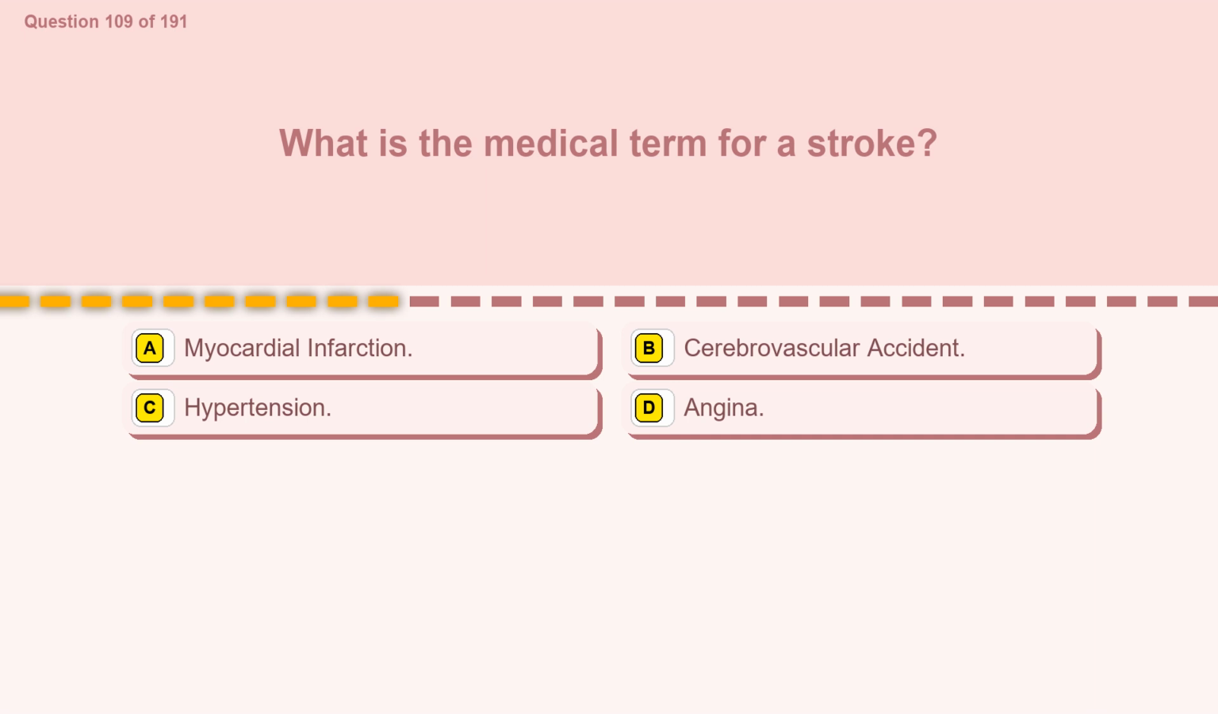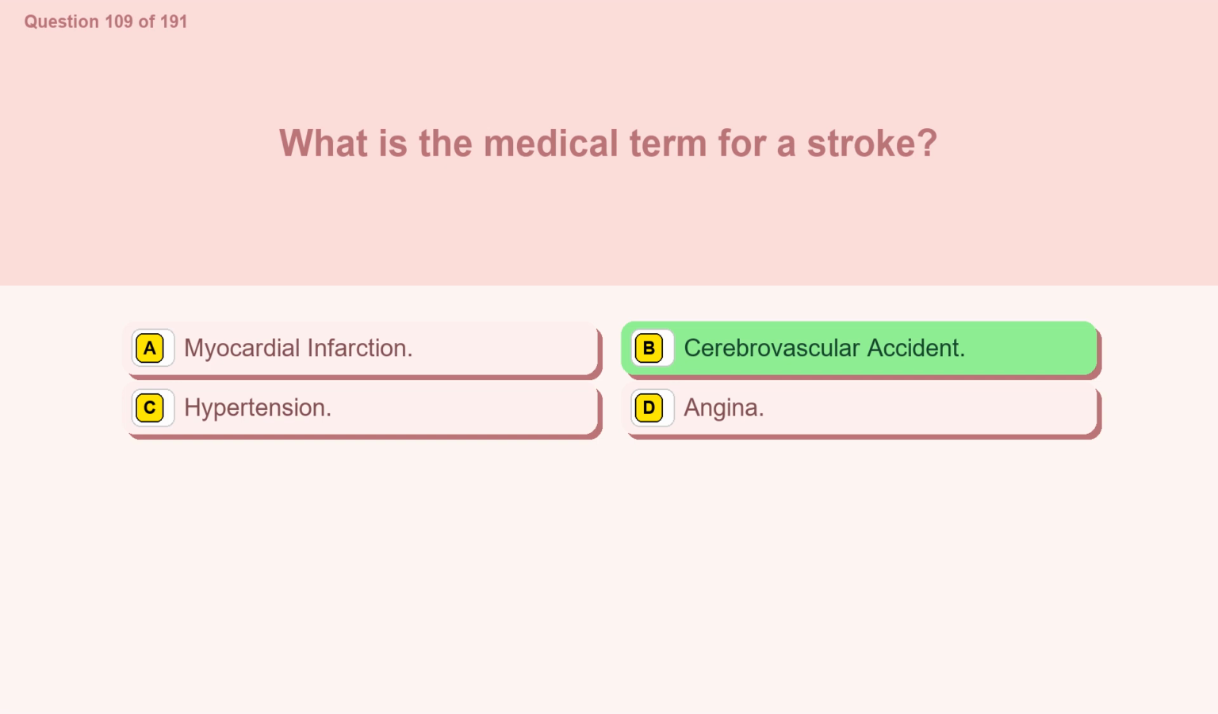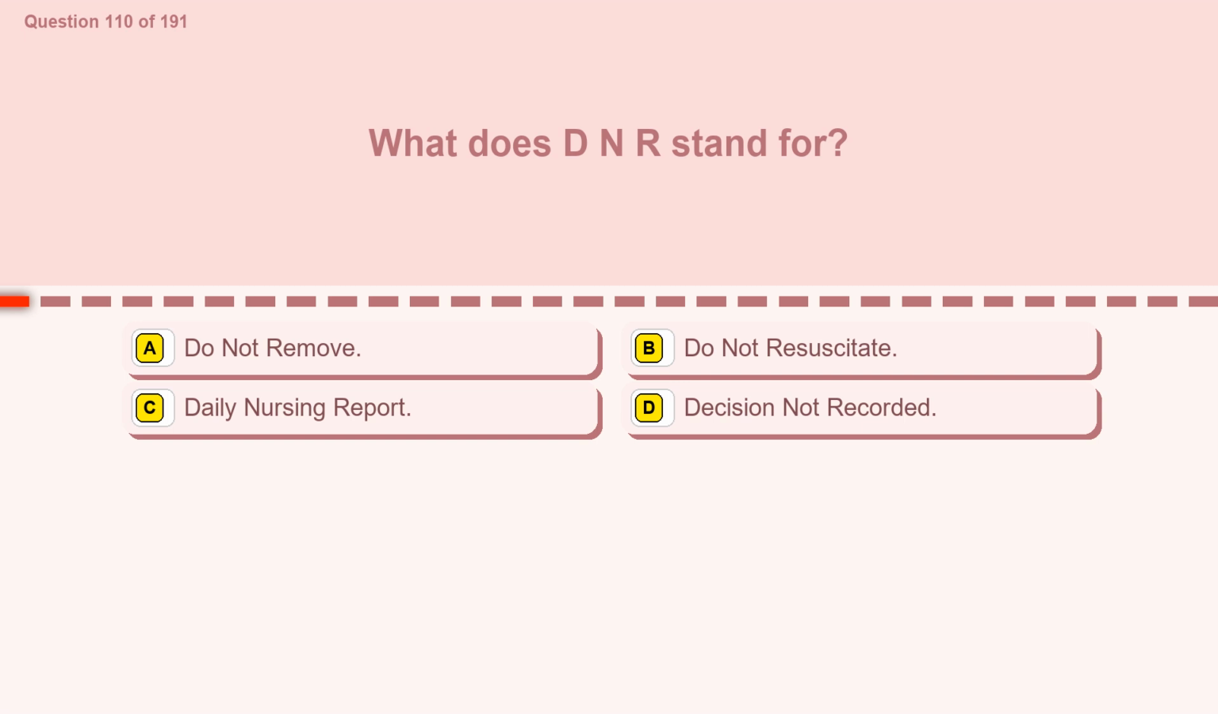Option A, myocardial infarction. Option B, cerebrovascular accident. Option C, hypertension. Option D, angina. The correct answer is option B, cerebrovascular accident. A stroke occurs when blood flow to the brain is interrupted. Question 110. What does DNR stand for?